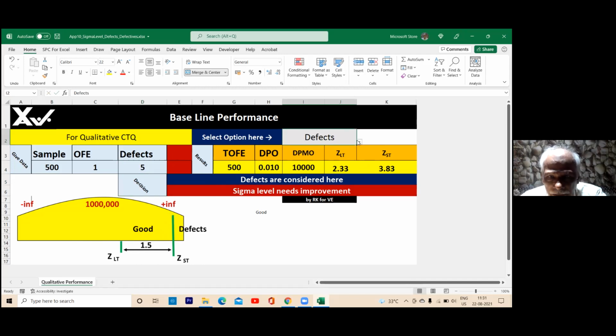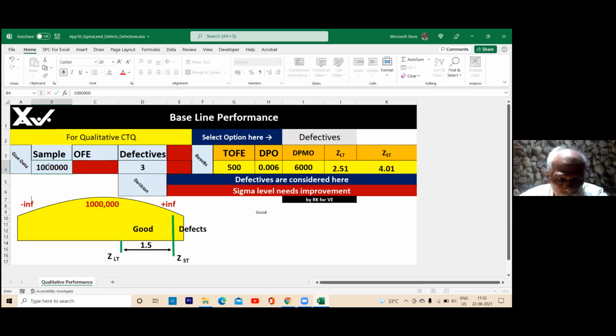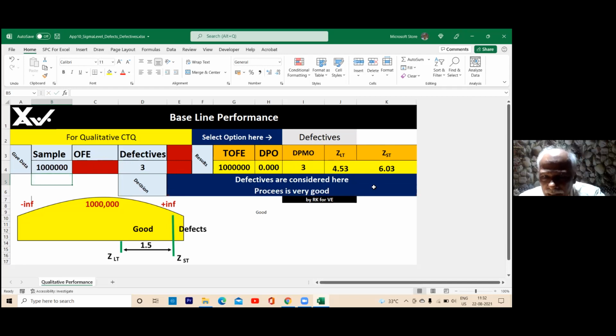And if you want defectives, the opportunity for error is only 1, always. Either you say it is rejected or accepted. Therefore, it will not allow you to give any input for opportunity for error. It is always taken as 1. And then 500 samples, 5 defectives, this is the one. If I make it 3 defectives, then it is 4.01. If the sample is 1 million, then you can see here, it is a 6 sigma project.